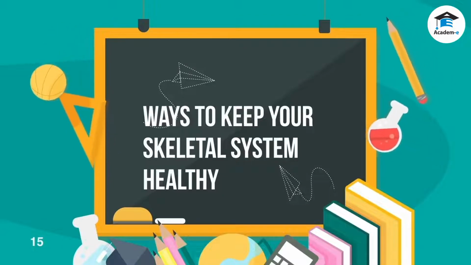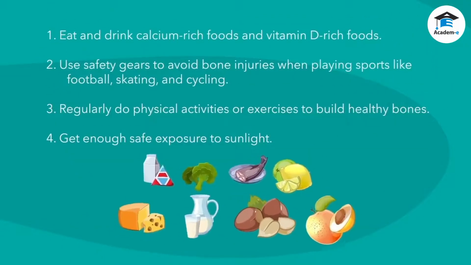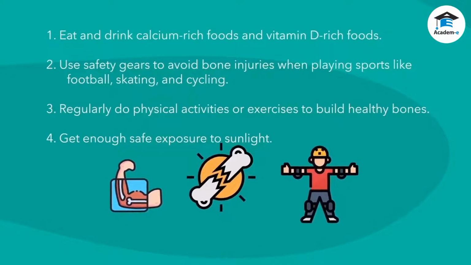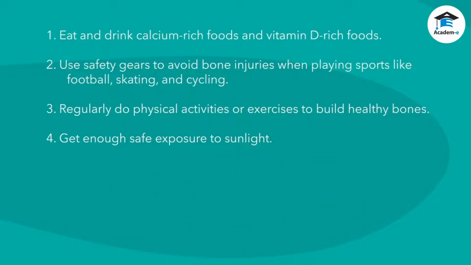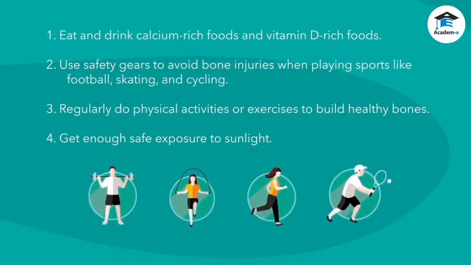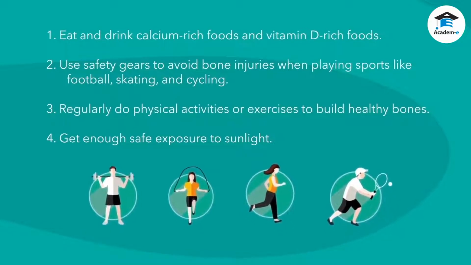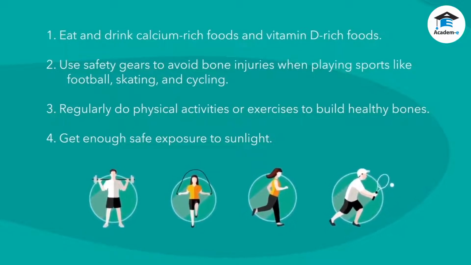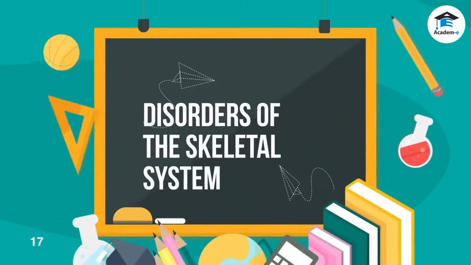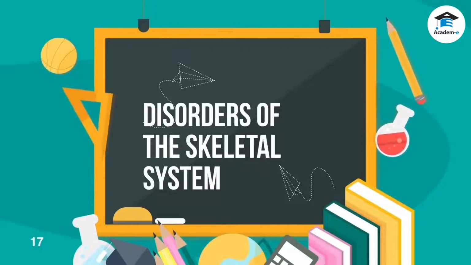To keep your skeletal system healthy: 1. Eat and drink calcium-rich foods and vitamin D-rich foods. 2. Use safety gear to avoid bone injuries when playing sports like football, skating, and cycling. 3. Regularly do physical activities or exercises to build healthy bones. 4. Get enough safe exposure to sunlight. Here are some disorders of the skeletal system that may result from unhealthy conditions and injury.